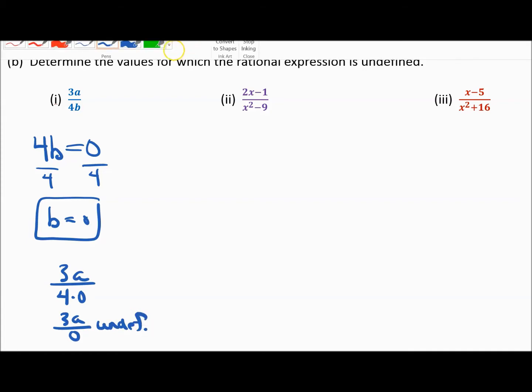So my next problem, I've got 2x minus 1 divided by x squared minus 9. So once again, the denominator is not allowed to be 0. So what I want to do is find out what x values would make it 0. Now this, you'll recognize, is first of all, a square. So we're going to have to factor. This is a difference of squares. So remember to factor a difference of squares, you take the square root of the first term, that goes in the first position.